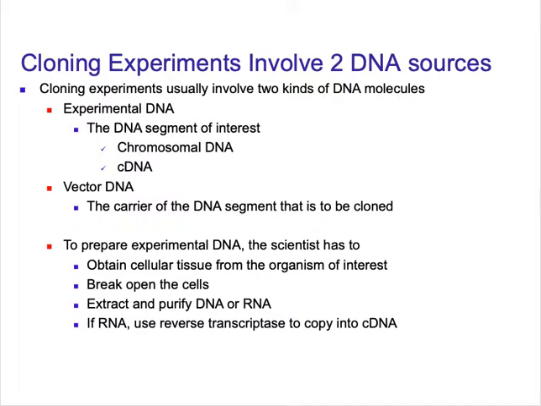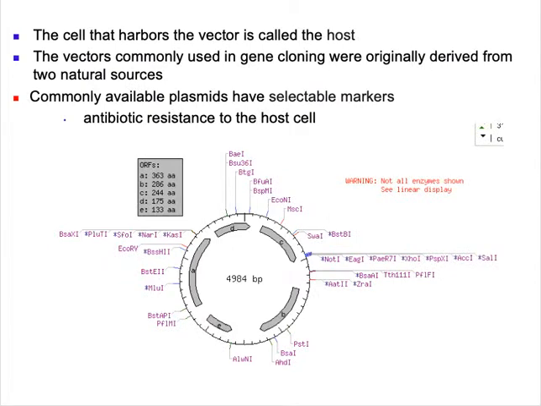To get the DNA, the scientist has to do work in the lab, obviously, from obtaining the tissue of interest to extracting from the lysed cells either RNA, which would be used to make cDNA, or genomic DNA. The vector carries the piece of DNA of interest, but then the vector has to go into a cell. And the cell that holds the vector DNA is called the host.